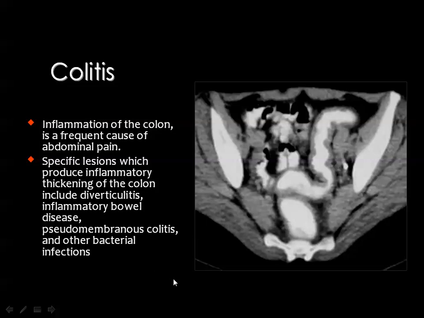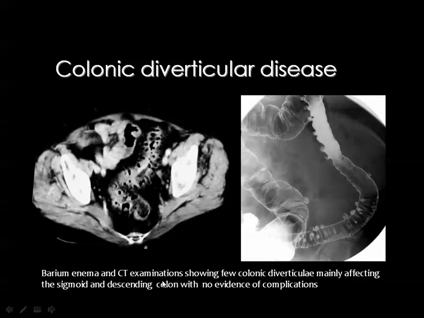And then there are a lot of causes of colitis, including pseudomembranous colitis and other bacterial infections of the colon. This issue will be discussed in full detail in the lecture on imaging of the colon, but here colitis is one of the causes of acute abdomen. And here you can see the diffuse thickening of the colonic wall, slightly encroaching on the colonic lumen, affecting the rectum and the sigmoid colon.